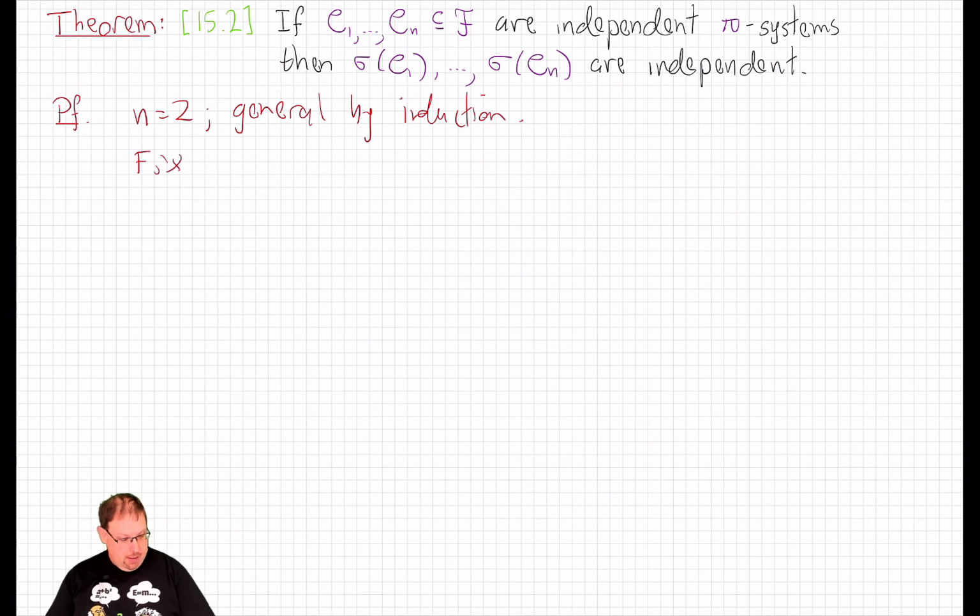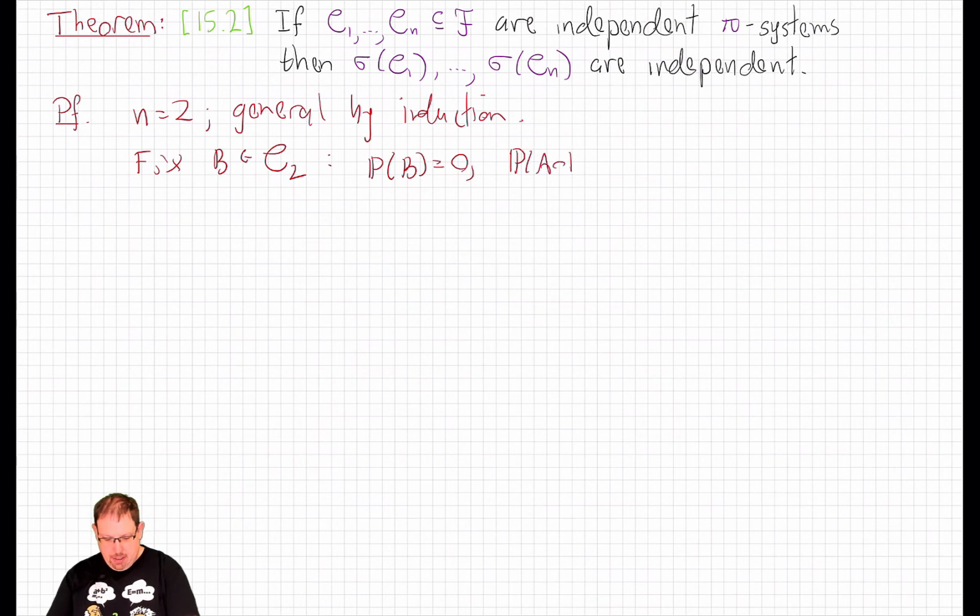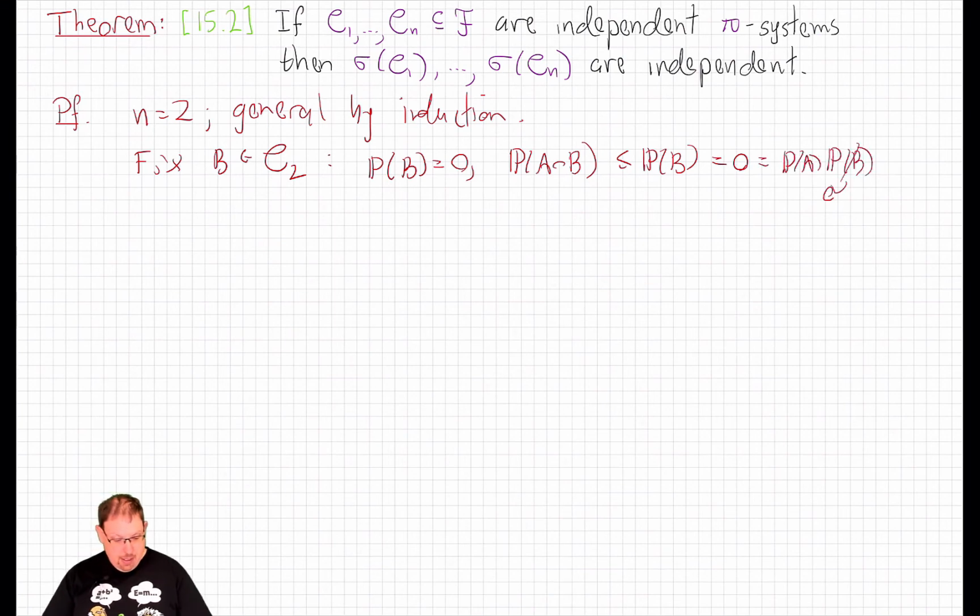So let's fix some subset B in the class C2. Now, if that event has probability 0, then the probability of the intersection of A and B, well, A intersect B is contained in B, so that's less than or equal to the probability of B, which is 0. But of course, that's also equal to the probability of A times the probability of B, since the probability of B is 0. And that holds true for any event A in F, and so in particular, any A in the sigma field generated by C1. So for any probability 0 event B in C2, it is independent from the whole sigma field generated by C1.